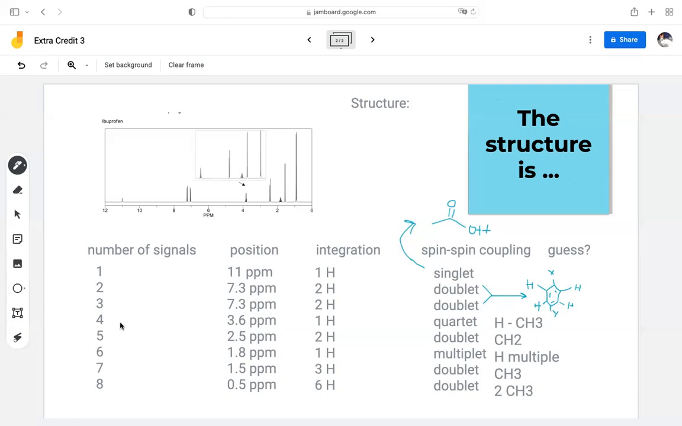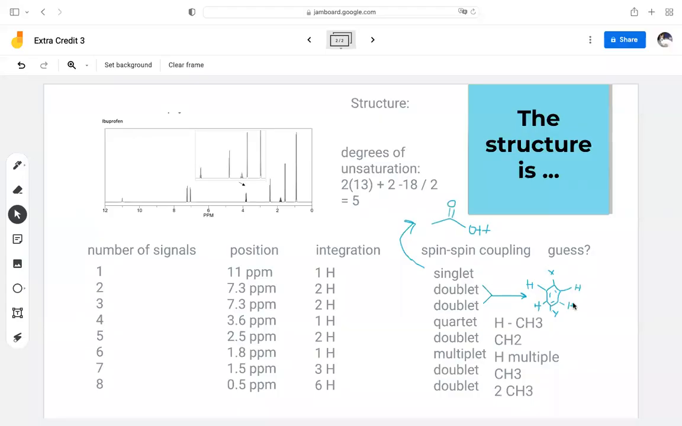And also the last signal is going to be at 0.5 ppm. It is the strongest of all of them. It is a 6H, and also a doublet. So we know that this must be 2 CH3 groups together because of the fact that they're coupled together, and it's also a doublet. And then we will continue to find the structure in one moment.